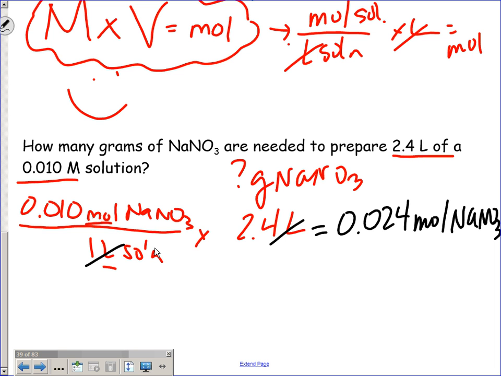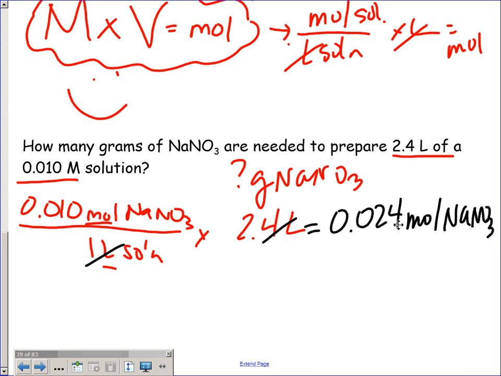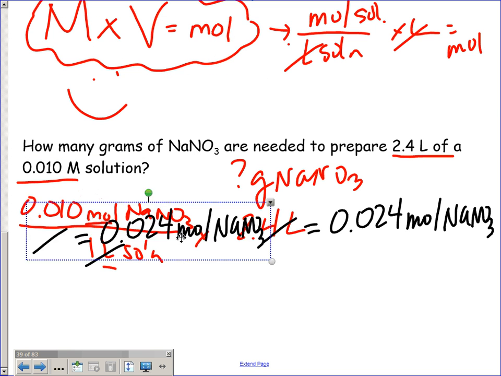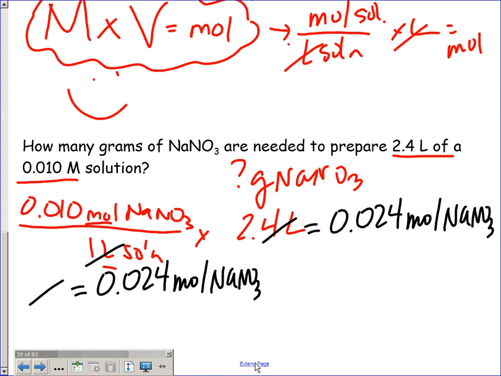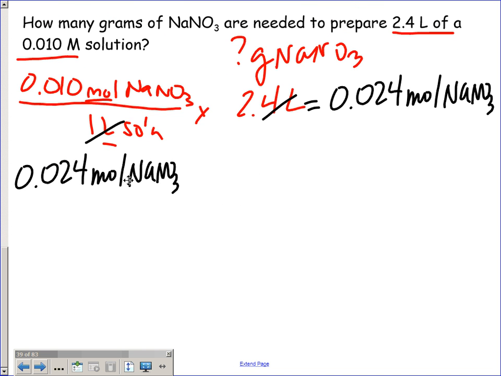Okay, so then my last step, which is to get to grams, is going to be what conversion? Say again? Moles and grams, which we call molar mass, right? So, yet again, stoichiometry strikes back, and we have to make sure that we recognize that. We always know that our conversion between grams and moles is molar mass. So if I start off with my 0.024 moles, what's the molar mass? 1 mole of sodium nitrate.